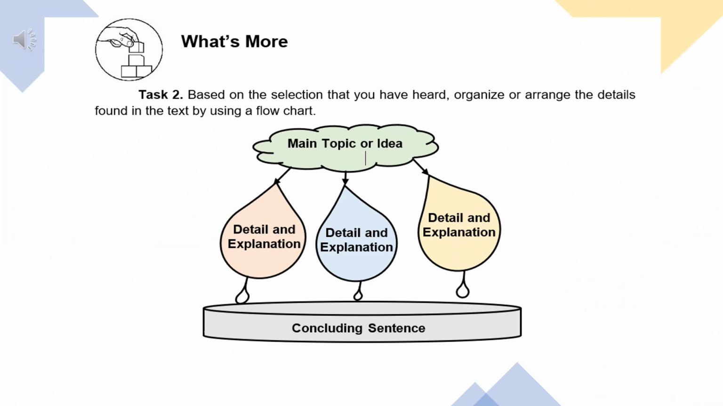What's more, task 2. Based on the selection that you have heard, organize or arrange the details found in the text by using a flow chart. So you have here the flow chart talking about the main topic or idea of the text you listen to, then the details and explanations, and what's the concluding sentence. So as what I told you, you should really do the jotting down so that you have something to look back regarding details that are being asked from you.